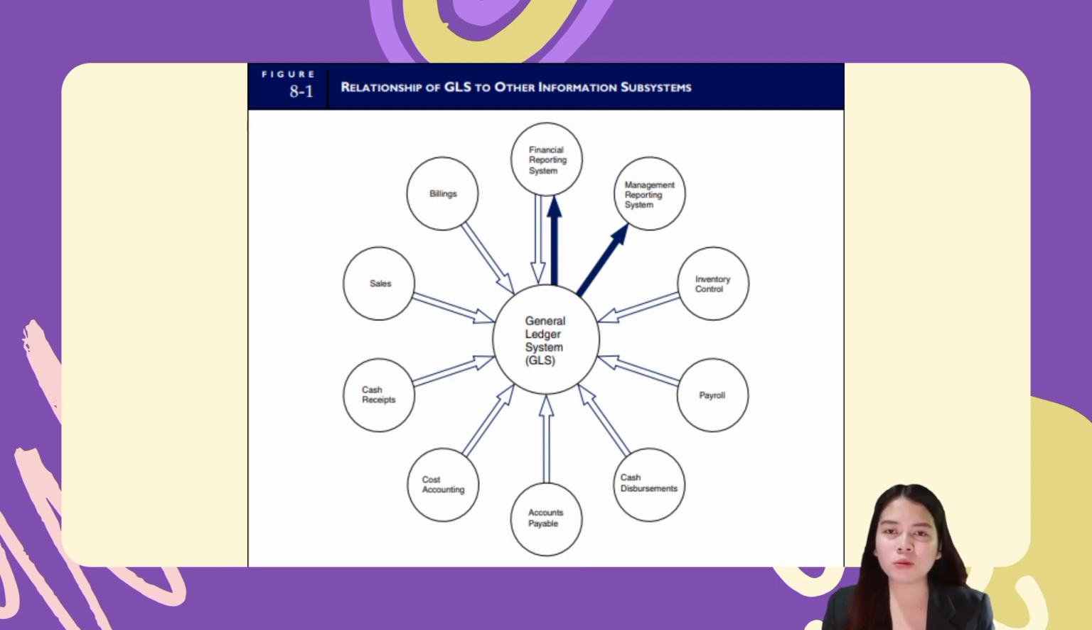The bulk of the flows into the GLS comes from the transaction processing subsystems. Note, however, that information also flows from the FRS as feedback into the GLS. We shall explore this point more fully later. In this section, we review key elements of the GLS.